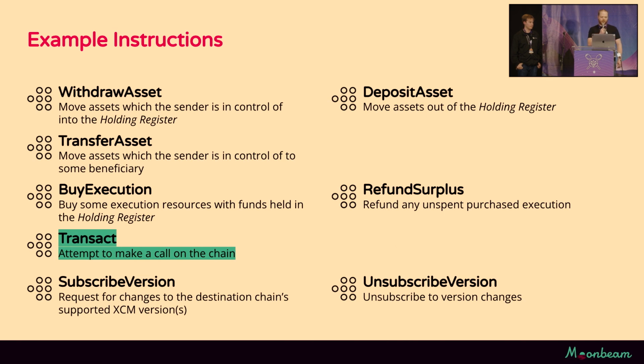Buy execution purchases execution resources, and refund surplus refunds these when they're not spent. Transact attempts to make a call to do something natively on chain, and we'll talk more about this in a minute. Subscribe version and unsubscribe version request that the destination chain tell the sending chain about any changes to its supported XCM versions, which allows the 2 chains to upgrade their XCM independently of each other while still being able to talk to each other.